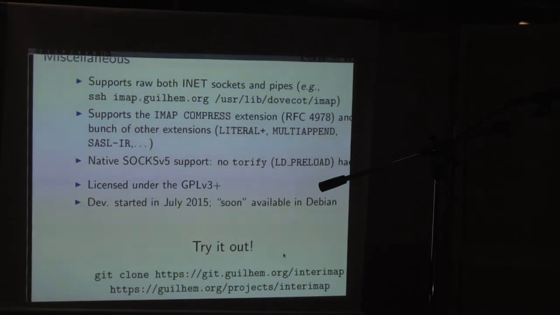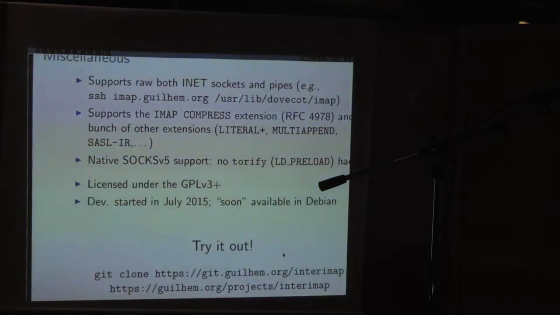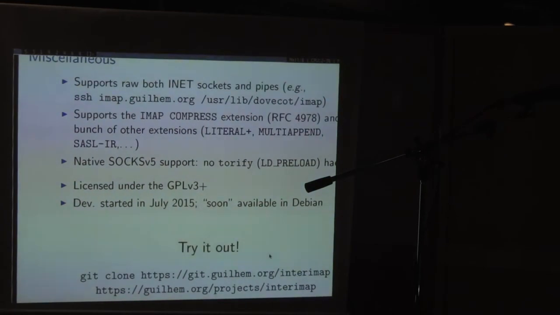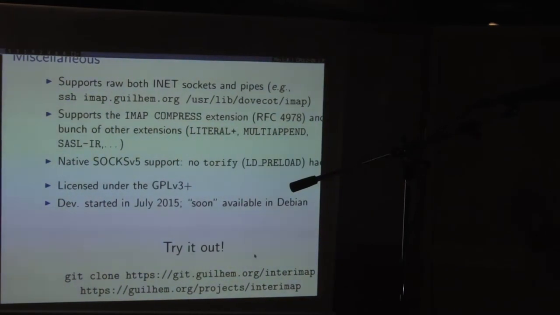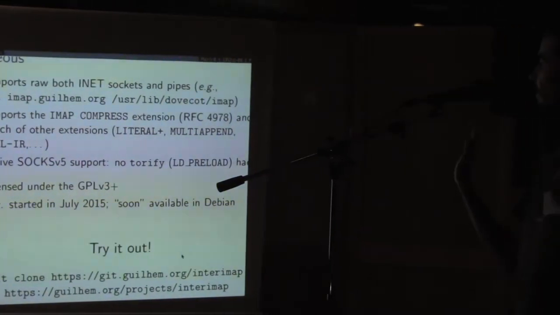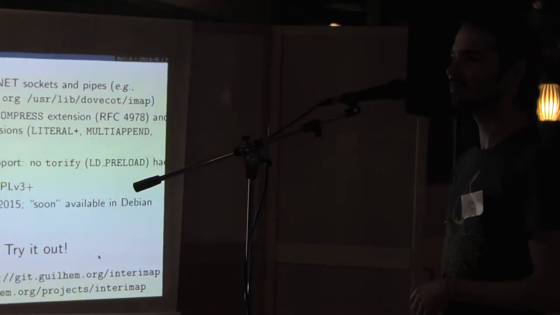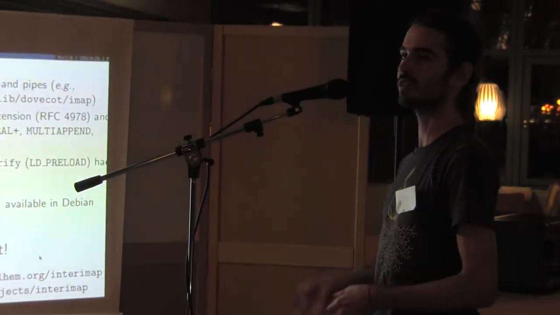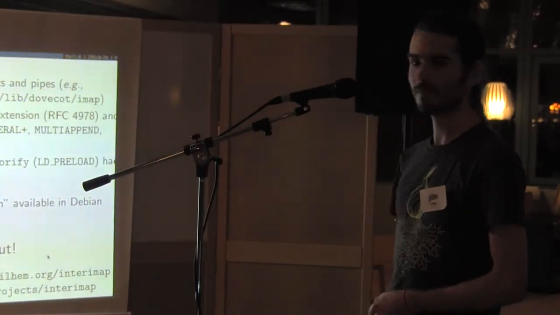So if you want to tunnel your connection through Tor, you don't need Torify or any other LD_PRELOAD hack. And well, it's licensed under GPL3, and the development started not so long ago, only 4 months ago or so. I wrote it personally, and I intend to upload it to Debian, but first I would like to have a user base that I could count with both hands and not only me using it. So please use it, try it out, and report bugs and let me know. And that's it. Thanks.